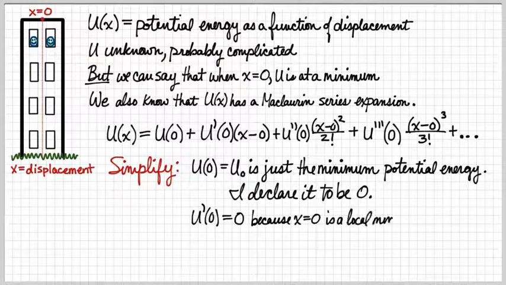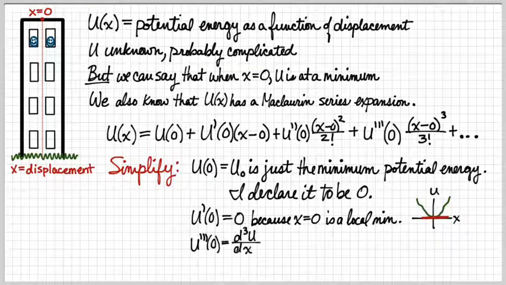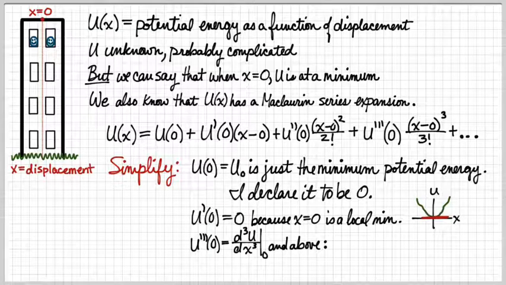Next, I know that 0 is a local min for U. This means that U prime of 0 must be equal to 0. U may not look pretty, but if 0 is a local min, the slope of the tangent line must be 0. Finally, regarding the third derivative of U and above, for small x, we know that the higher order terms of the series make extremely small contributions to the value of capital U. So we can cross them off even if they're not exactly 0.